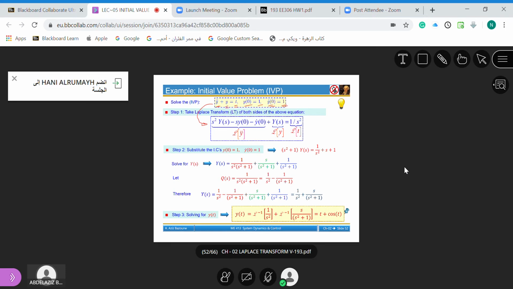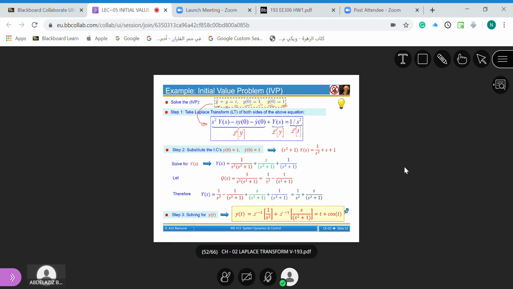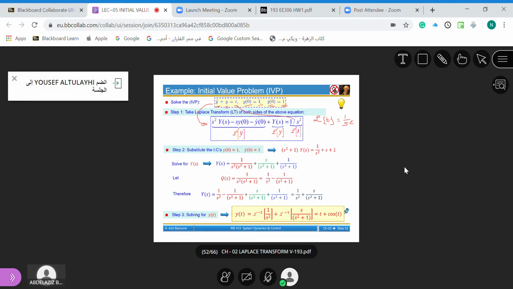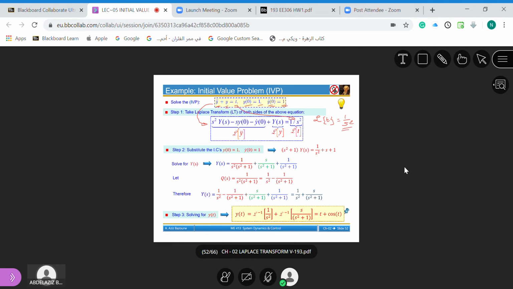Because we have t, the Laplace transform of this is simply the ramp. The Laplace transform of t is equal to 1 over s squared. That's why we have the 1 over s squared, it's coming from here, the Laplace transform of t. So this is the Laplace transform of the second derivative, s squared Y of s minus s y0 minus y prime of 0 plus Y of s is equal to 1 over s squared.